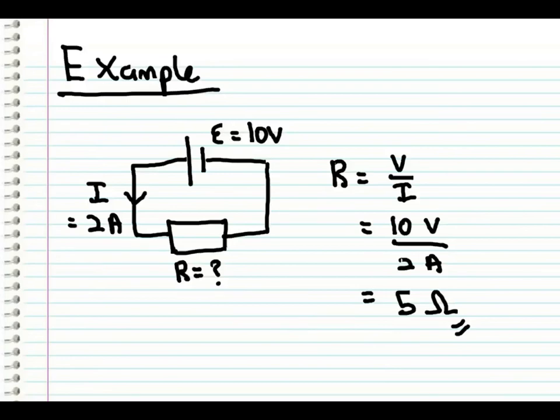Let's look at one example. Now observe the following circuit. If the battery has an EMF of 10 volts and the current flowing through the resistor is 2 amperes, what is the resistance of the resistor? Using the formula R equals V over I, we get 5 ohms. So why is V 10 volts? It's because the EMF and the potential difference are the same here.